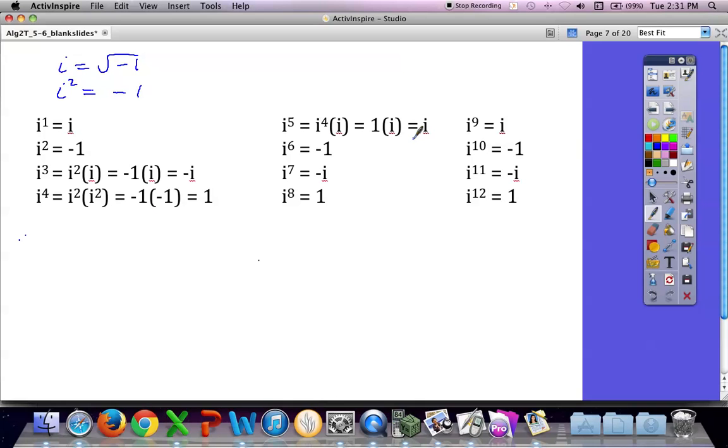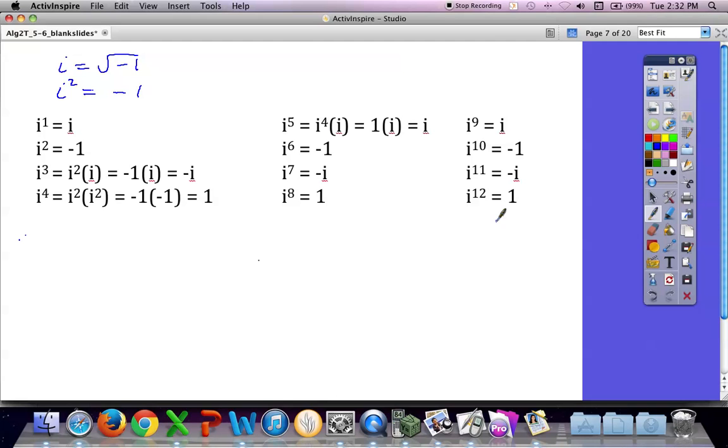So that means every time we keep adding an i now, we're just going to repeat this pattern that we did over here. Right? i, -1, -i, 1. Same thing. i to the ninth is i, i to the 10th is -1, i to the 11th is -i, i to the 12th is 1.